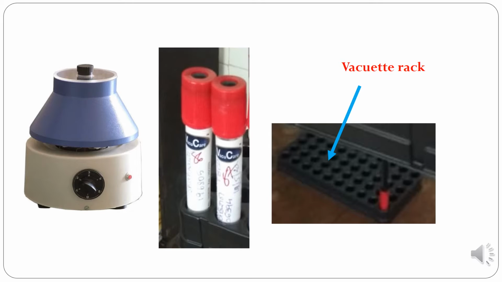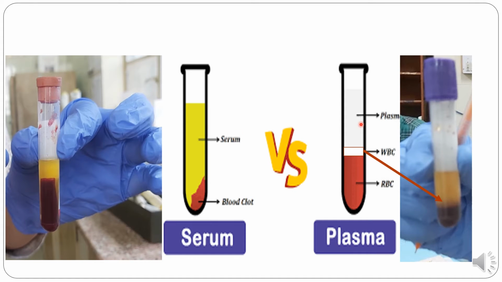After collecting the blood, the next step is to separate the serum and plasma. For that we need to centrifuge. These are the test tubes. Currently we are showing only 2 test tubes, otherwise this whole rack can be full, and depending upon the centrifuge's capacity we can centrifuge as many vacutainers as per its capacity. On centrifugation, depending upon the vacutainer, we will get the serum or plasma.